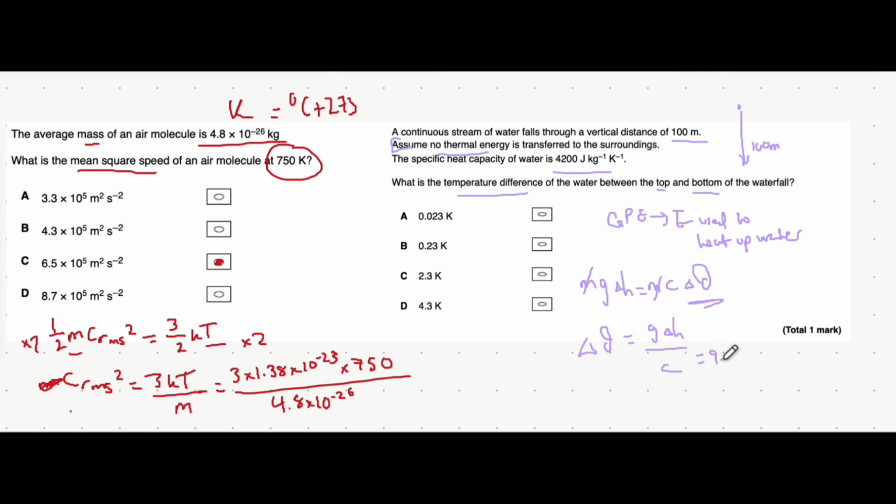So that's 9.8 multiplied by the change in height of 100, all divided by the specific heat capacity 4200, and that gives you a value of 0.23 Kelvin, which is option B.